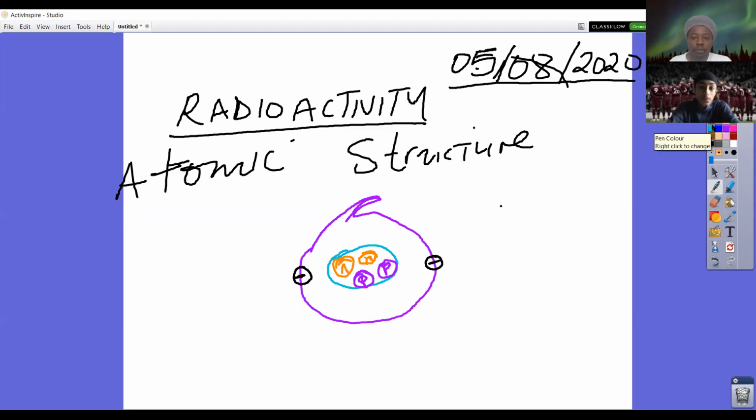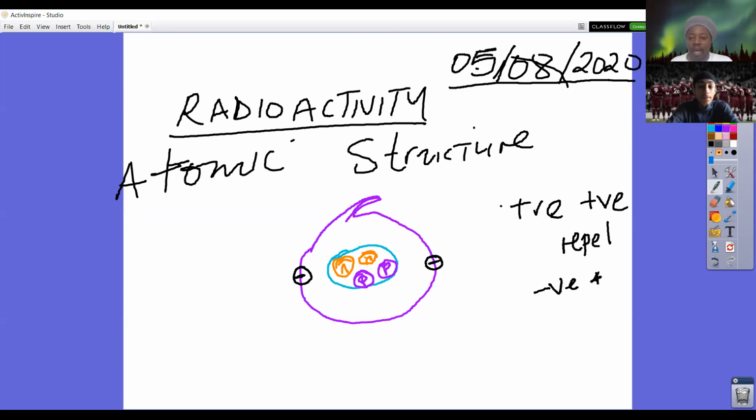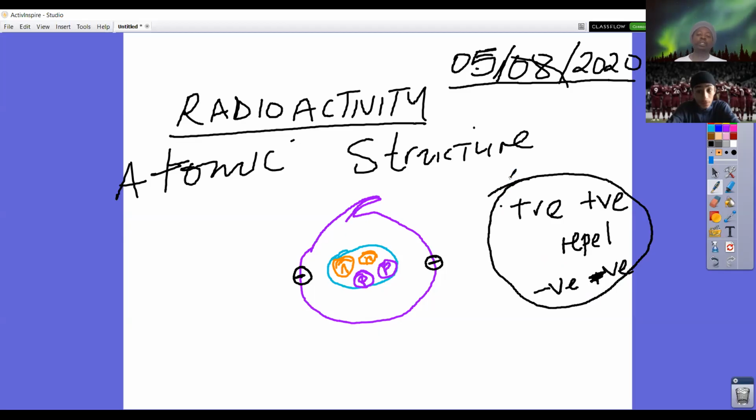So we've just said, and I'll give you a little hint here, that positive plus positive repel, and negative plus negative also repel. So we know whenever we've got a positive situation and a positive situation, we repel.